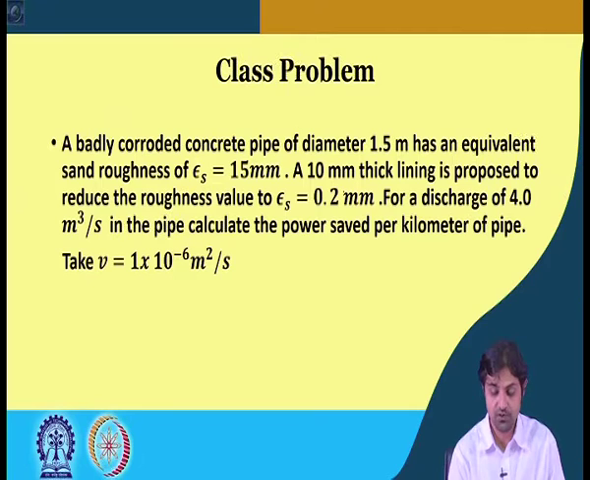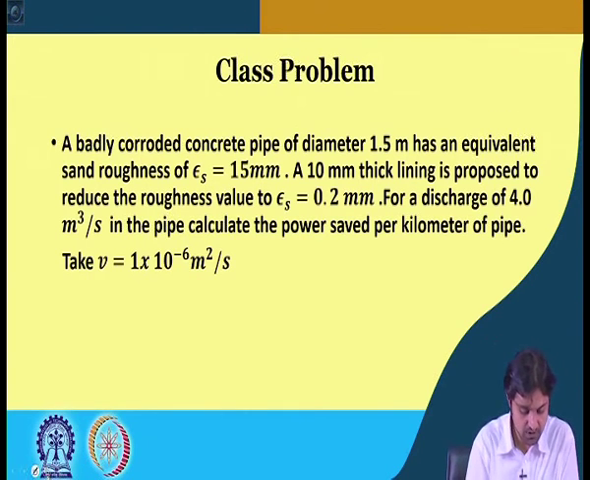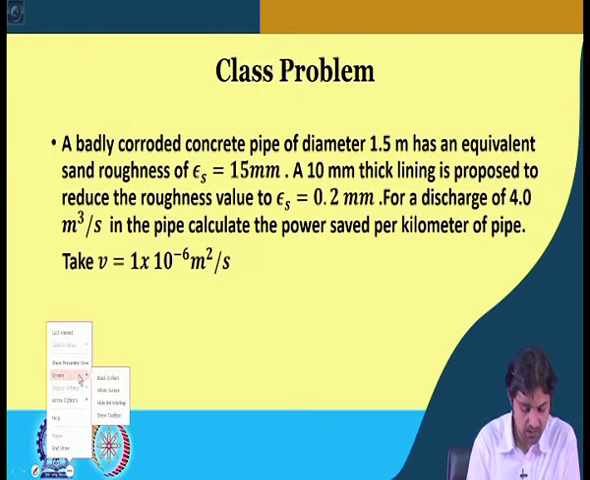The question is, for a discharge of 4 meters cube per second in the pipe, calculate the power saved per kilometer of the pipe. If you see, because of this epsilon, there is going to be a head loss. Head loss is related with energy loss. If you reduce that energy loss, you will save some power. So that is the idea of this particular question. Like always, we are going to start the solution on the white screen. Okay, solution number 7.